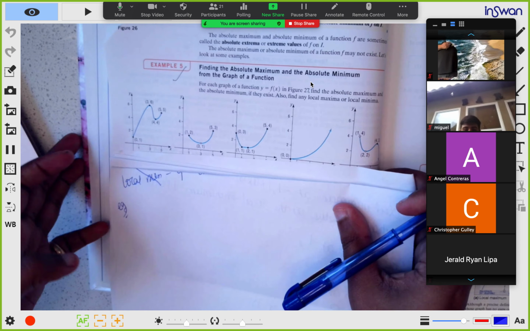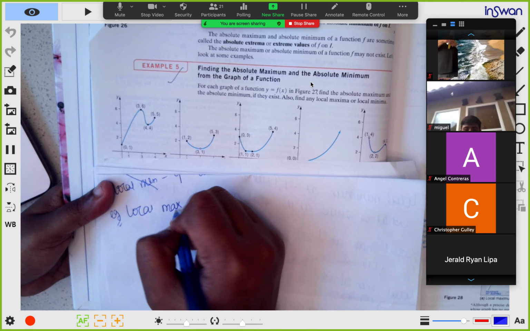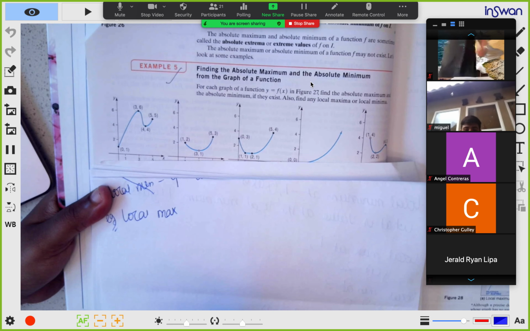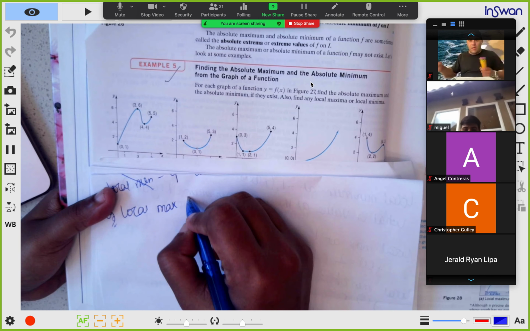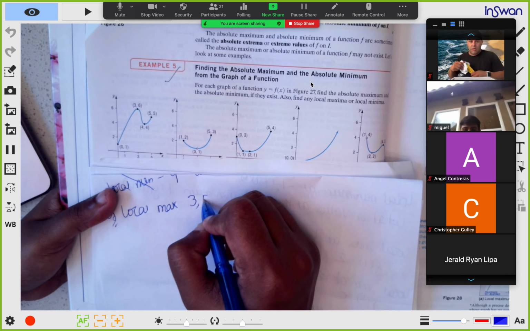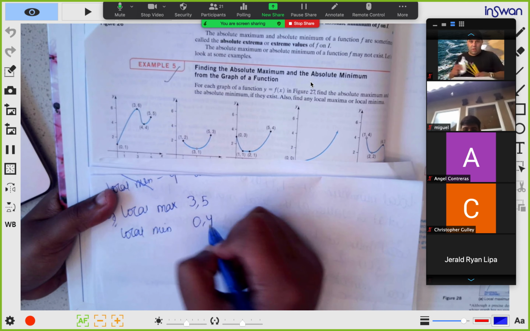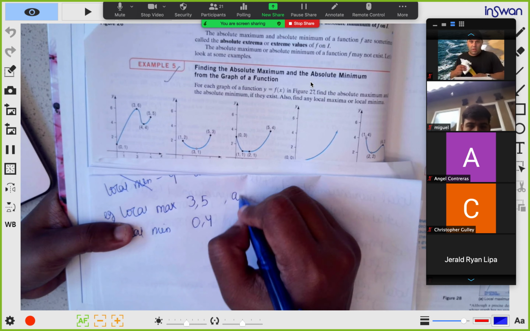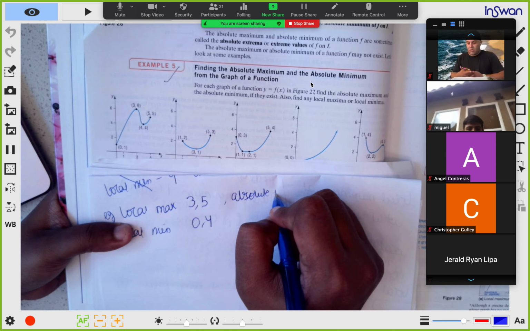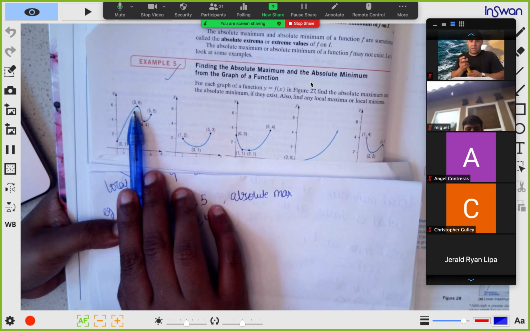So let's see, what are my local maximums? It would be 3 still, and 5. And what about local minimum? 0 and 4. So for absolute maximum, it would be 5? No, see the highest one. Is 3 bigger? This is more right, this has more value than this. So it will be 3.